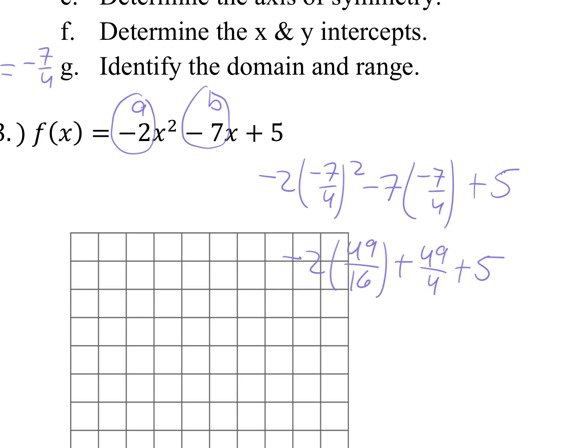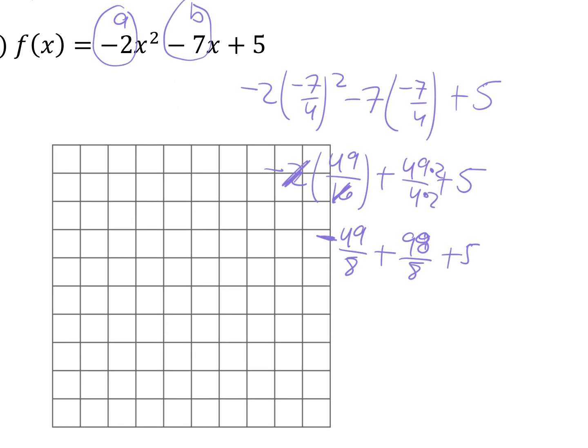And then negative 2 over 16 is going to simplify to 1/8. So this is going to get me negative 49 over 8. Plus, to get the same denominator here, I would multiply the top and the bottom by 2 to get 8. So this is going to get me plus 98 over 8 plus 5. And then simplifying that is going to get me a positive 49 over 8 plus 5.